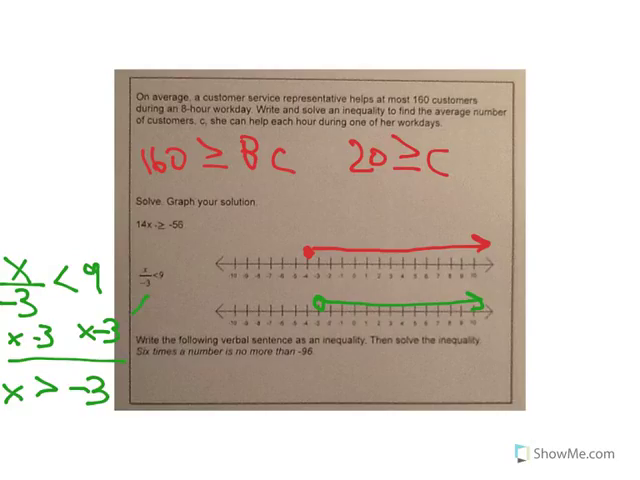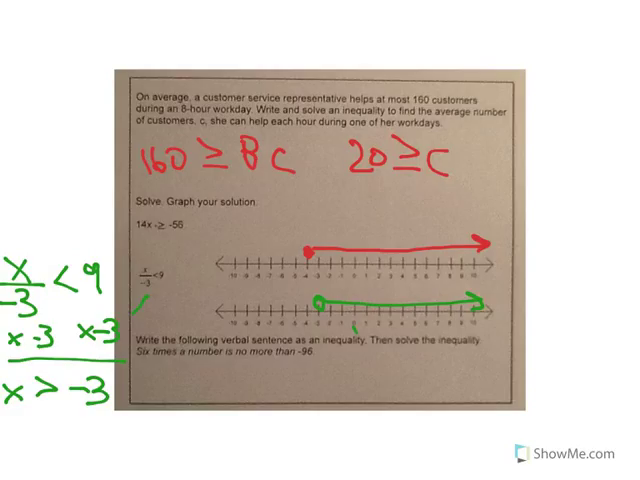And I'm going to plug in, again, 0, because it's the easiest one to work with. 0 into the original equation. 0 divided by -3 is 0. 0 is less than 9, so I know I'm heading in the right direction.